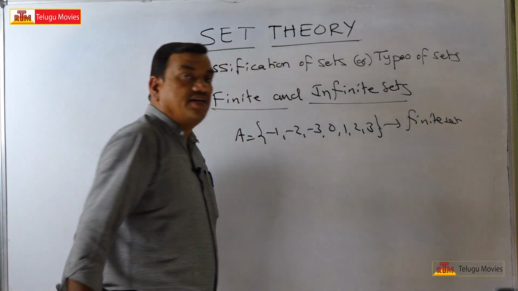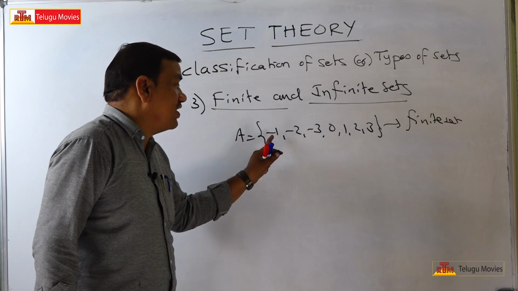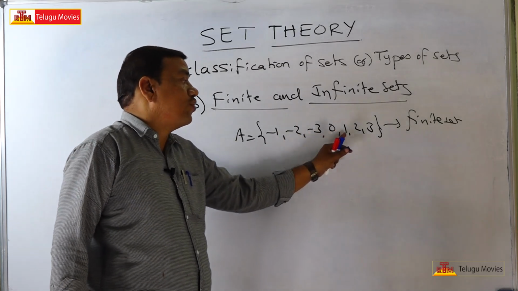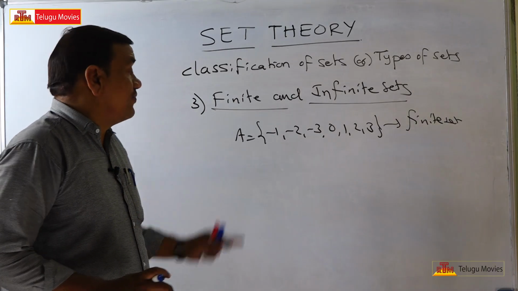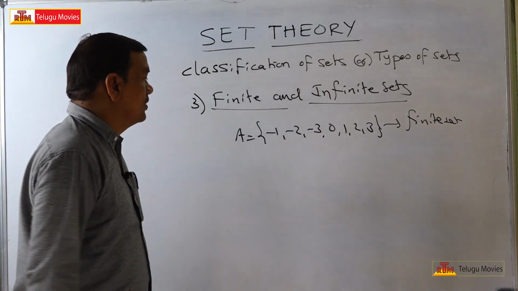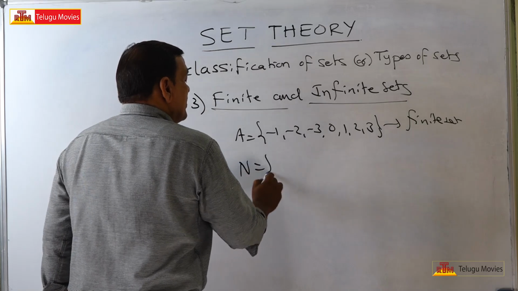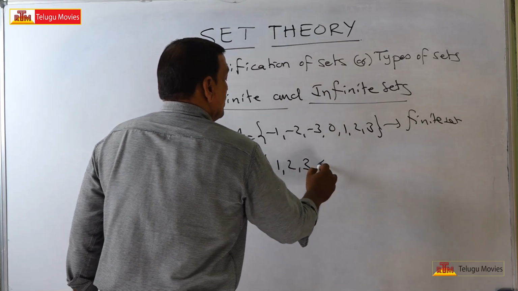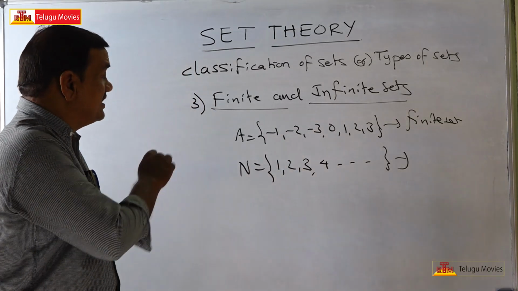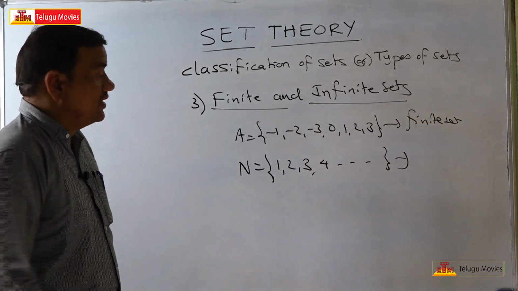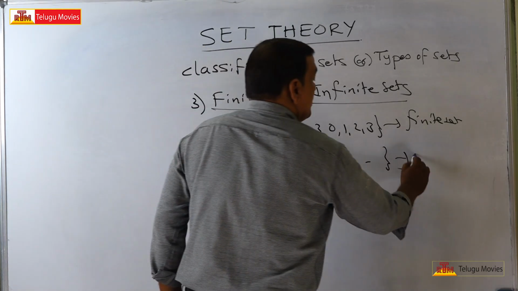How can you say, sir, it is a finite set? You can count the number of elements: 1, 2, 3, 4, 5, 6, 7. Yes, the set contains 7 elements, therefore it is called a finite set. For example, you see the set of natural numbers 1, 2, 3, 4, and so on. Here, can you count the number of elements present in the set? No, we cannot say. Therefore, N is an infinite set.